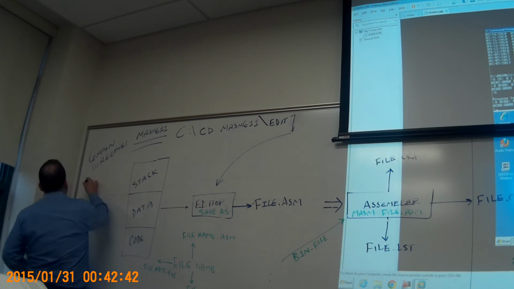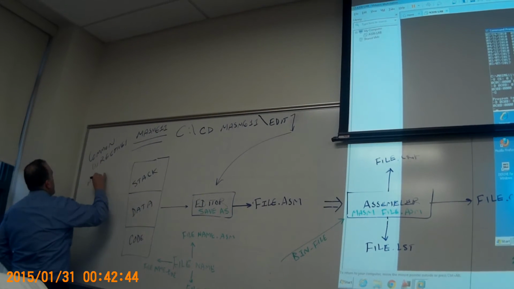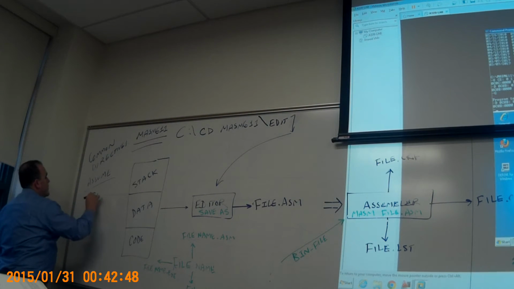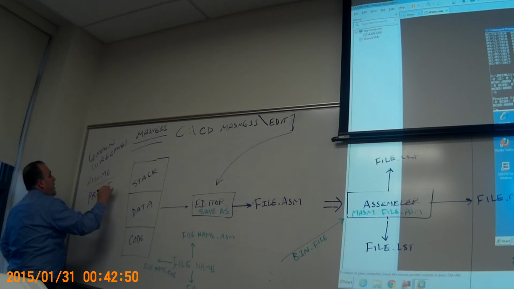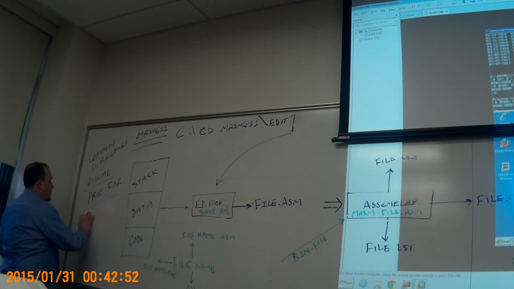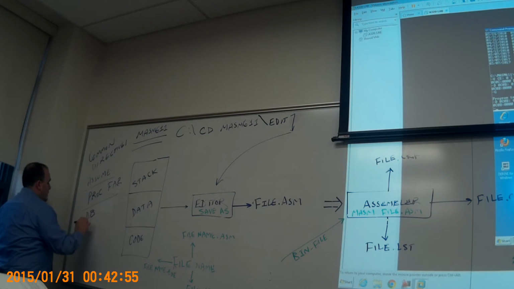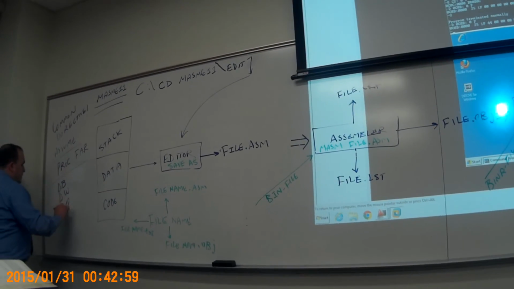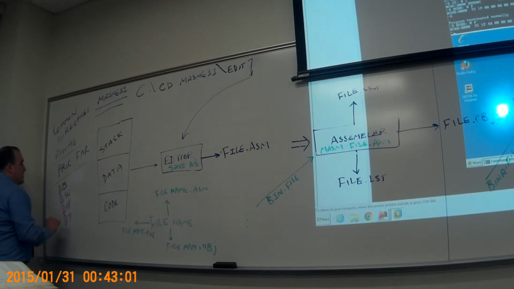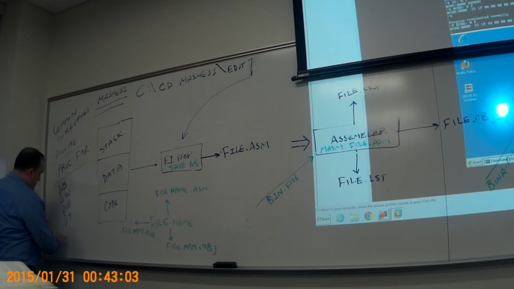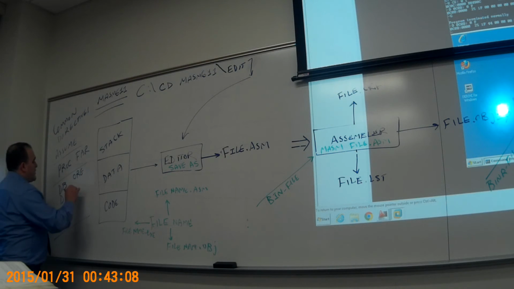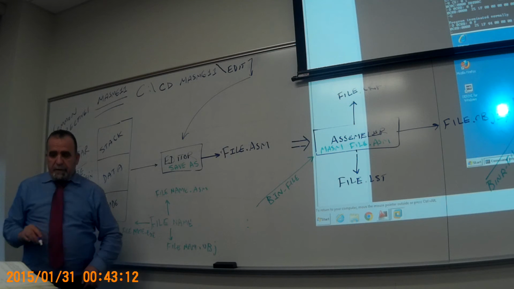Common directives will be assume, block for, DB, DW, DQ, DT. We gave you these, and now also we have the ORG, that's for the origin.